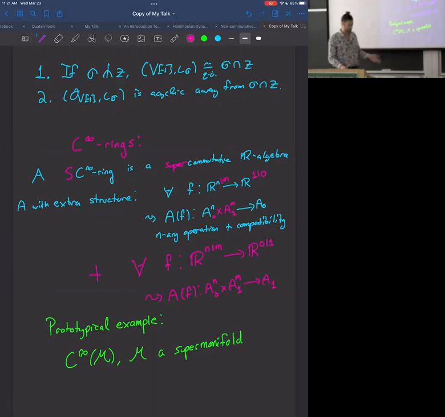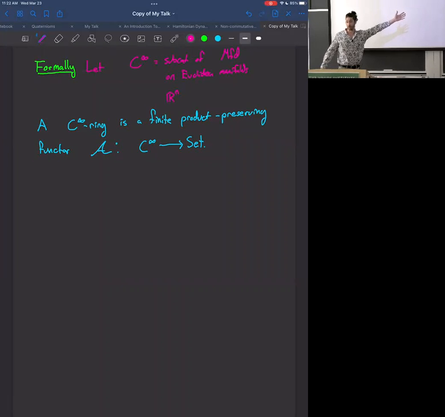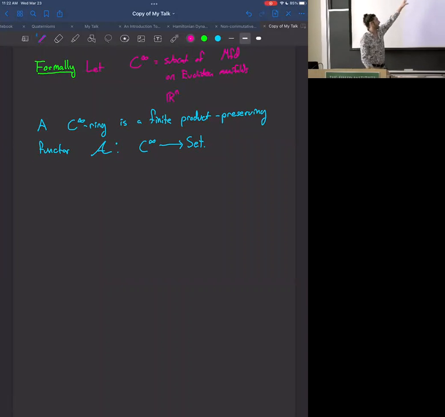All right, so let's make this formal. What you do is let C-infinity be the full subcategory of manifolds on all those of the form R^n for some n, including 0. So the Euclidean manifolds. A C-infinity ring is a finite product preserving functor from that category to sets. So you may say, well, it's a functor. How is it a ring?